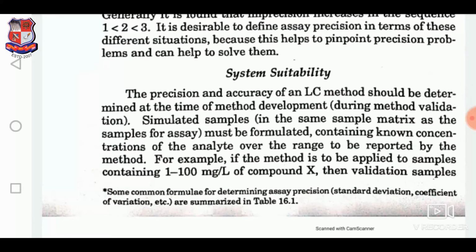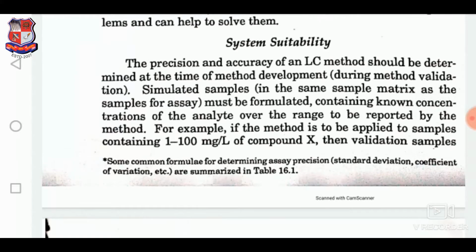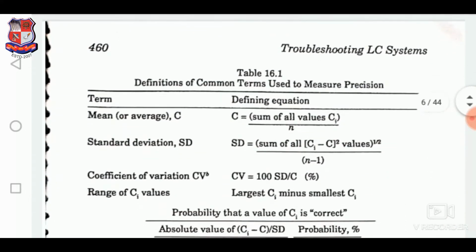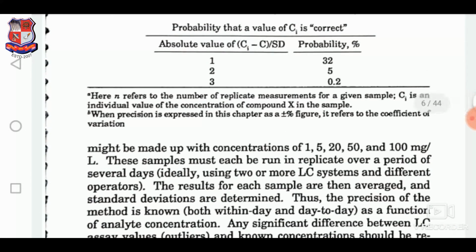System stability parameters are checked before any experiment is run. The precision and accuracy of an LC method should be determined at the time of method development, during method validation. Simulated samples in the sample matrix must be formulated containing known concentrations of the analyte over the range to be reported by the method. For example, if the method is to be applied to samples containing 1 to 100 milligram per liter of compound X, then validation samples might be made up at concentrations of 1, 5, 20, 50 and 100 milligram per liter.